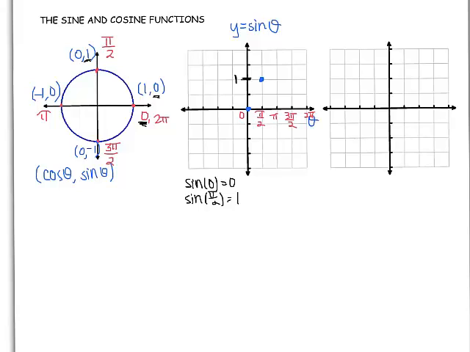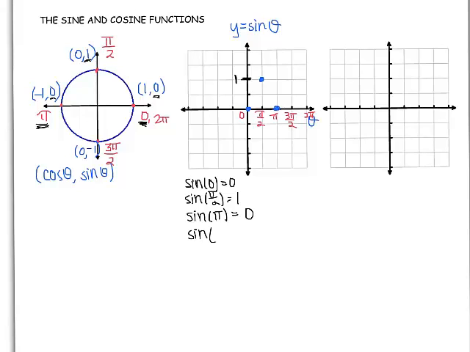What do you think the sine of pi is? Take a look at that circle. Can you tell me what the sine of pi is? That's right, it's 0. The sine of pi is 0. Very good, because the angle pi is right here, and the y value at that point is 0. Okay, so I'm going to plot a point at (pi, 0).